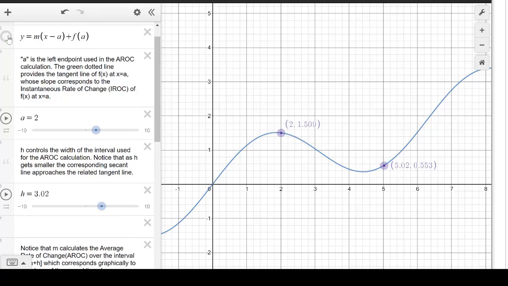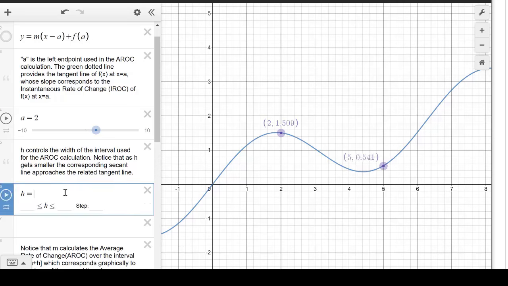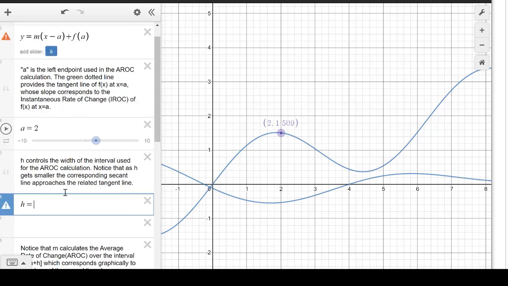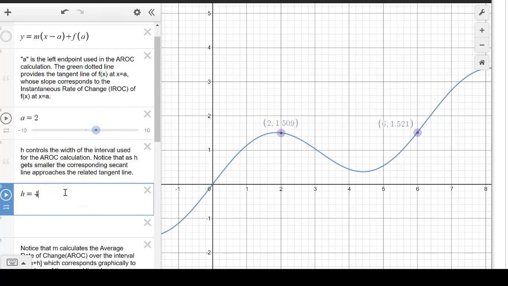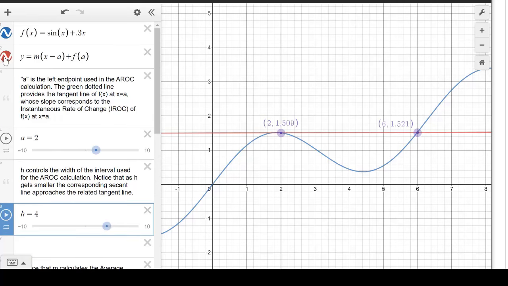You can turn that off and then choose an interval, choose a value of h. Remember, h is the width of our interval. If we chose h to be 4, this should get us from 2 to 6, and we see that here, and then we connect that line to give us the corresponding secant line. This is a good way to practice and really understand these ideas that we've talked about up to this point.